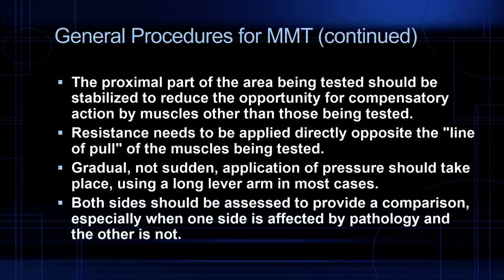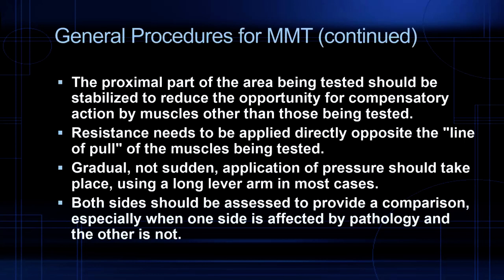Okay. Generally, the proximal part of the area that you're testing should be stabilized. This helps reduce the opportunity for any substitute compensatory motions, which you have acutely observed for, very keenly watched and saw any substitutes. And then the resistance needs to be applied directly opposite the line of pull of the muscles being tested. So this is where it will be helpful for you to review briefly your origin insertion and how the muscle is oriented. So you're going to be applying resistance directly opposite however those muscle fibers are lined up.